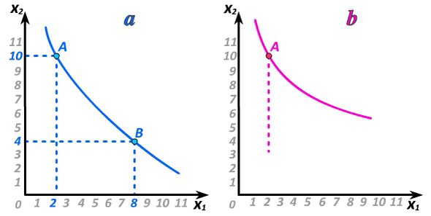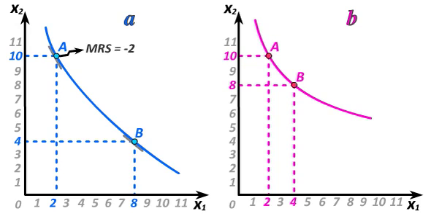We can then do the same exercise for bundles A and B along the magenta indifference curve in panel B. Bundle A is the same as the bundle A on the blue indifference curve, 10 units of x2 and 2 units of x1, giving us a ratio of x2 over x1 that's equal to 10 over 2, or just 5. At bundle B, on the other hand, we have 8 units of x2 and 4 units of x1, giving us a ratio of x2 over x1 that's equal to 8 over 4, or just 2. The change in the ratio of x2 over x1 as we go from A to B along the magenta indifference curve is therefore 5 minus 2, or just 3.